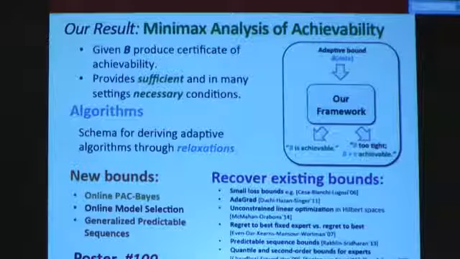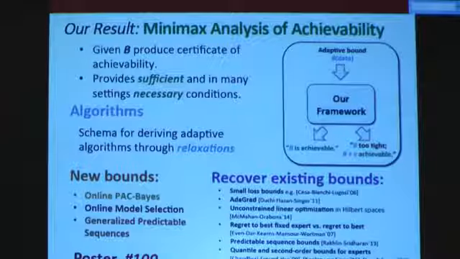Beyond looking at achievability, we look at going from bounds to algorithms. So given a bound, we can go to algorithms that achieve this bound using this framework that we call adaptive relaxations. We also derive new regret bounds for online learning. This includes a new online PAC-Bayes style theorem and new bounds for online model selection that work in pretty generic settings. And we also give bounds for online supervised learning with predictable sequences, which allow us to encode prior belief in behavior of our hypothesis class.